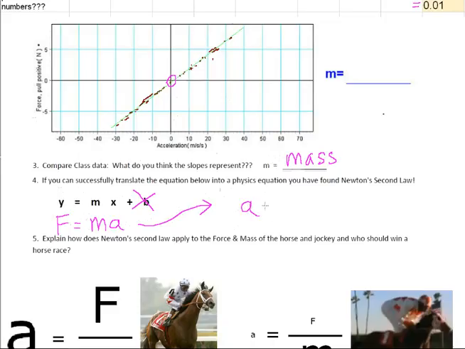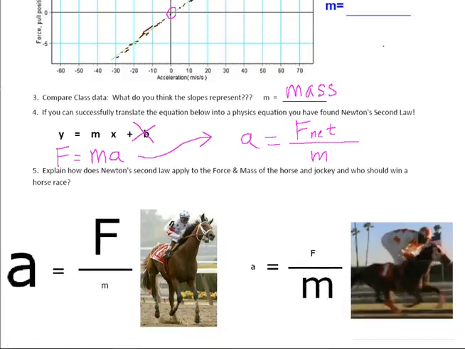So what is acceleration? Acceleration is going to be the net force, or all the forces totaled up, divided by the mass. So the stronger the force, the more the acceleration. The larger the mass, the less the acceleration. So that leads us to the last idea here.